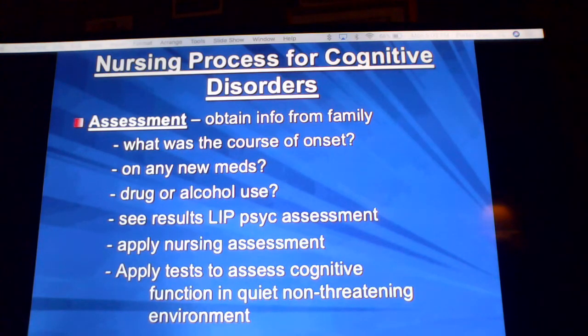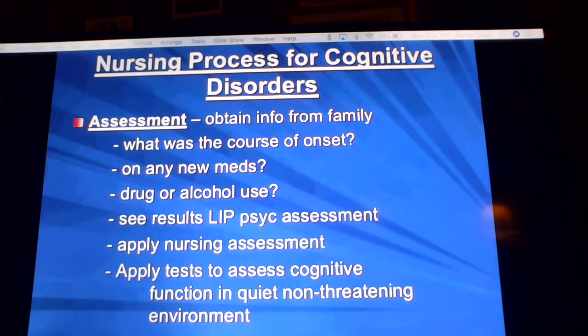Let's talk about the nursing process for cognitive disorders. Assessment. We probably have to get information from the family because the client, the patient, is going to be a poor historian because he has either delirium or dementia going on here. We'd want to ask the family, what was the course of the illness? What was the onset? Was it a rapid onset, probably delirium, or did it happen over months and years, probably dementia? Another thing we want to look at is whether the person is on any new medication. So once again, you want to look at the last variable that changed.